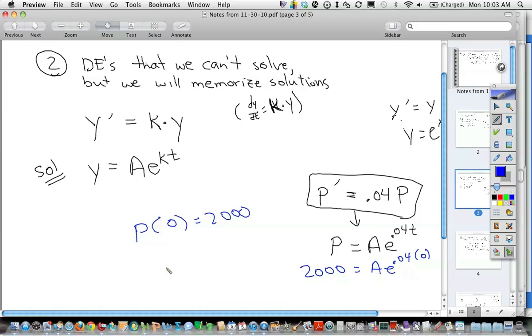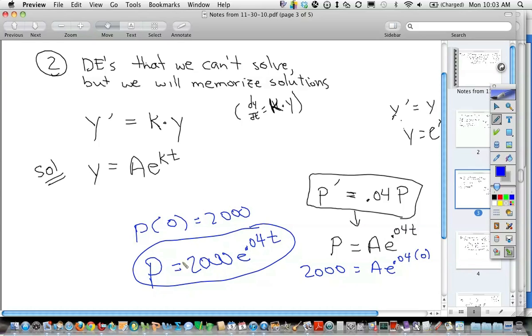So what do I write? P equals 2,000 e to the 0.04 t. So I always want to end up with y equals or f equals or p equals with just the input variable in it, if I can. Now, if they didn't give me this initial condition, then I'd have had to stop here. This would have been the best I could do. That's the general solution. It's got an unknown constant in it.